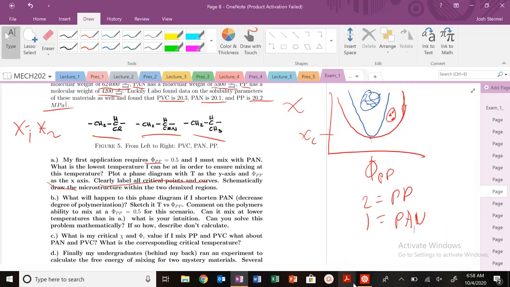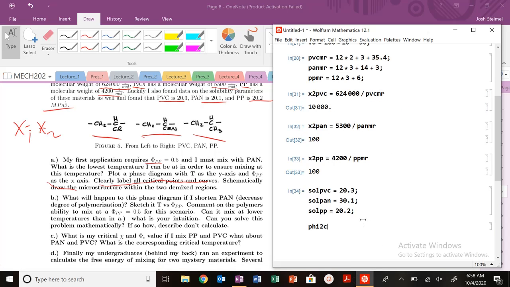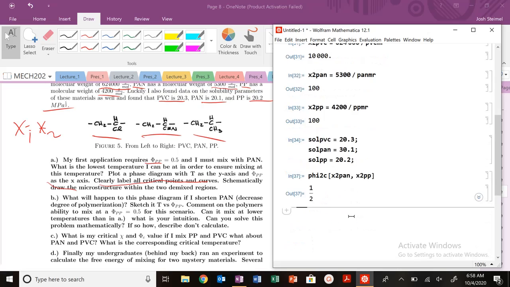So I'm then going to do phi 2C. So it is going to be my x1 is going to be my x2 PP, or PAN, excuse me, x2 PAN, and then my x2 PP, what I'm plotting as my x2, is going to be this. So my phi 2C, that critical value, is that. I could do the same thing now for chi 2C, and that's going to be 1 over 50.